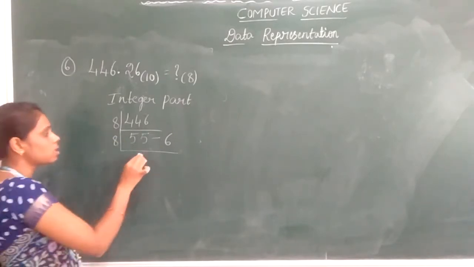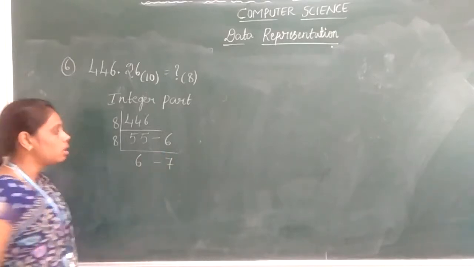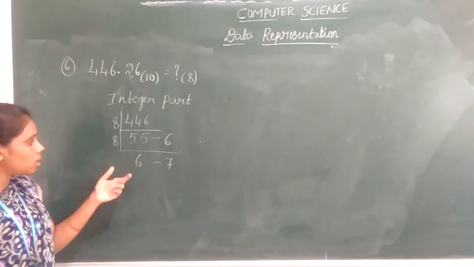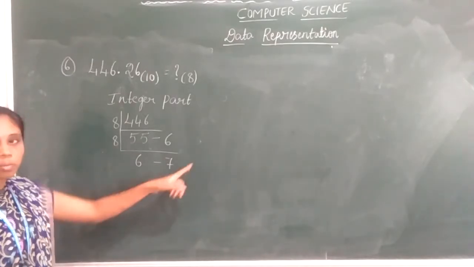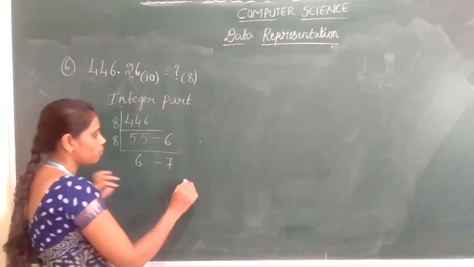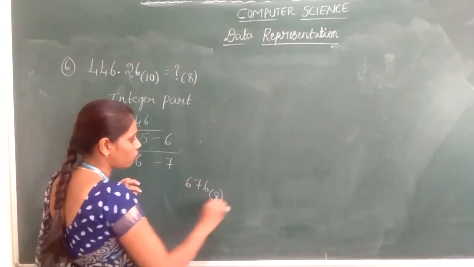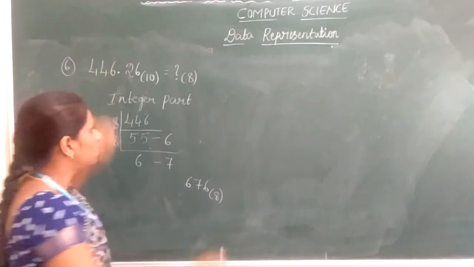So 8 6s are 48. The remainder is 7. Now 6 cannot be divided by 8. Now I will stop the process and take down the values from bottom to top, that is 676 base 8. Now I will consider the fractional part.